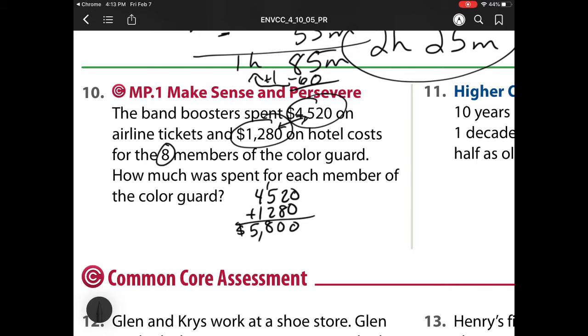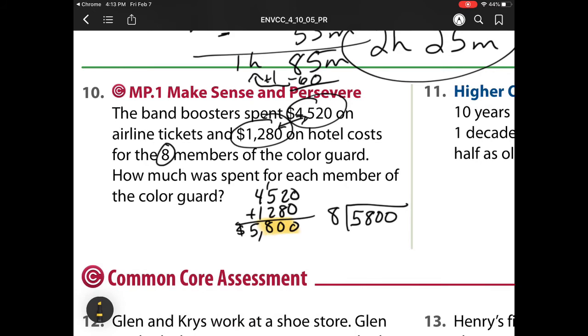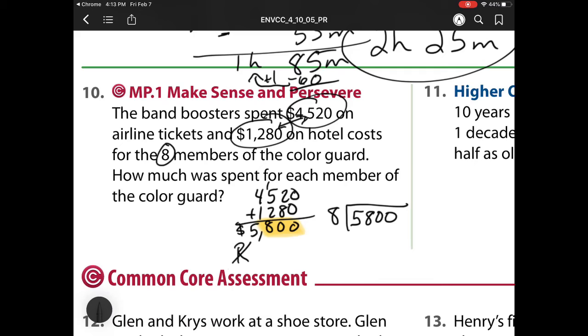So now I have to take that amount, and what do I have to do with it? Well, I have to break it up between 8. So I have 5,800 divided by 8. And if I remember my divisibility rules, I always check those last digits, and with 8s, it's those last 3, and I see, can I divide that by 8? And I know 8 can go into 800 evenly, so I know there'll be no remainder.